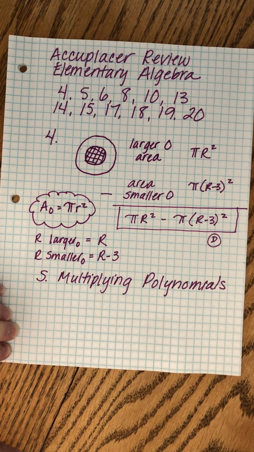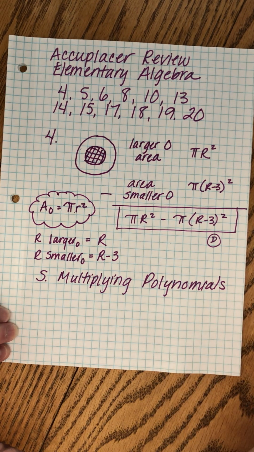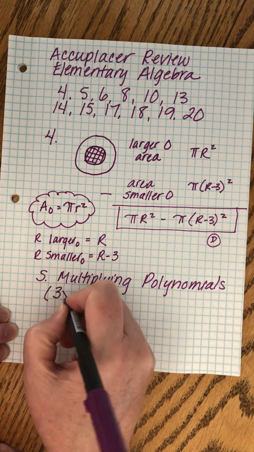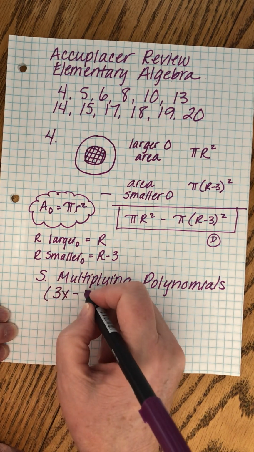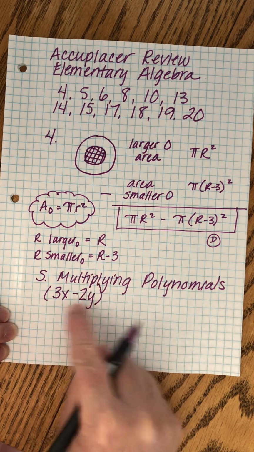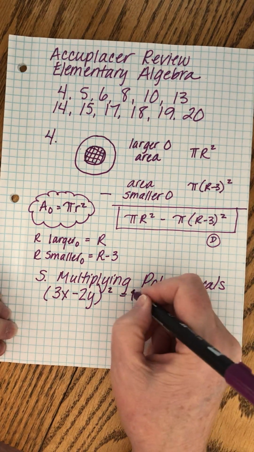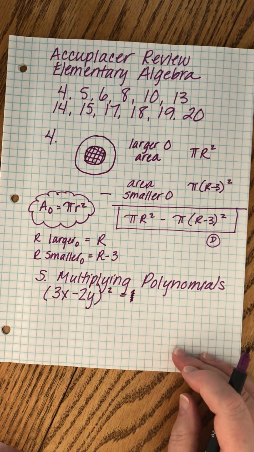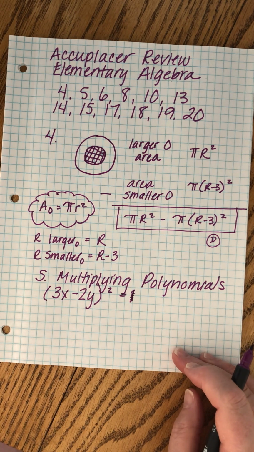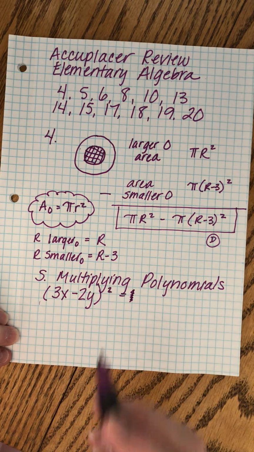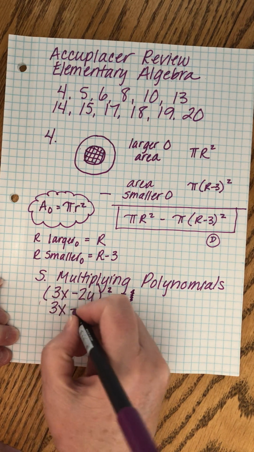This is a really important skill that every algebra student should have down by the end of Algebra 1. All that we're given is (3x minus 2y), in parentheses, squared equals. What we recognize is that these parentheses and that square mean we have to square the quantity. That means we have to multiply it by itself.